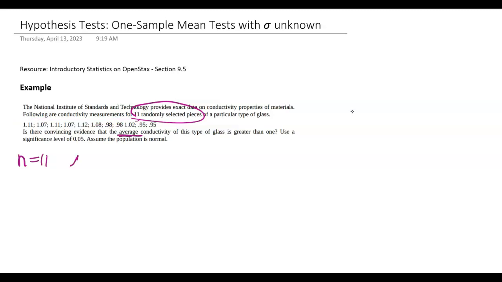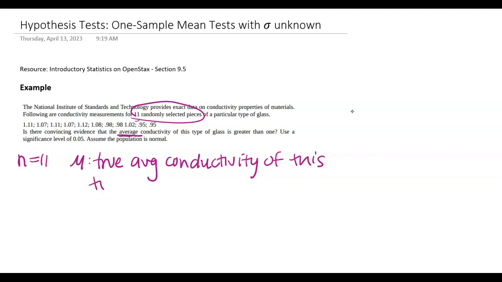So let's define that. Mu is the true average conductivity of this type of glass.